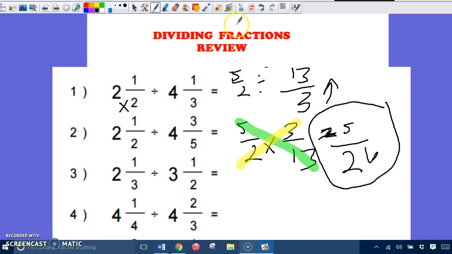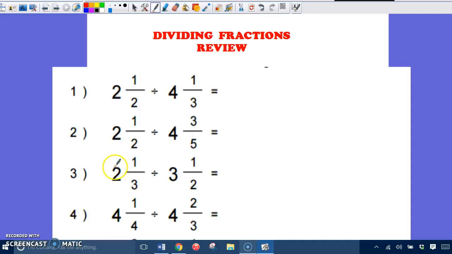Okay? Let's try number 3. Remember, first step, change them into improper. 2 times 3 is 6, plus 1 is 7. So I have 7.